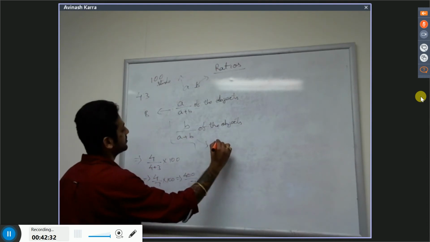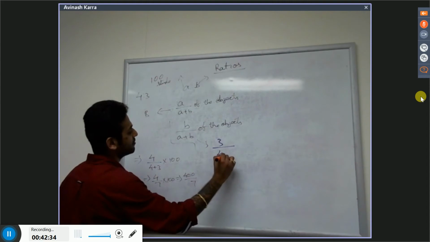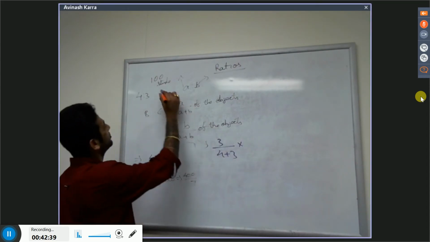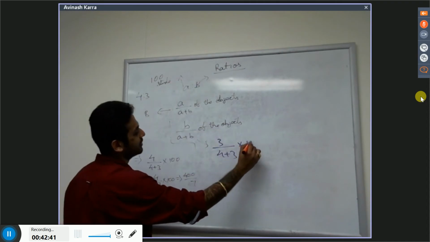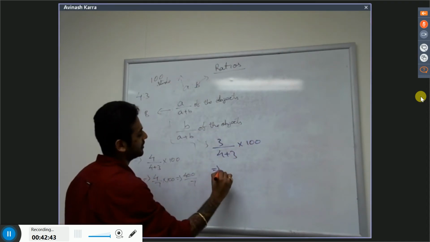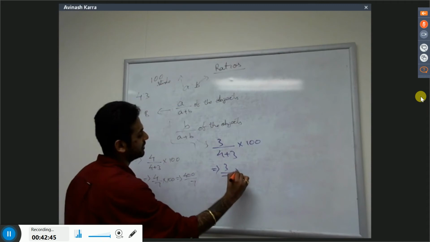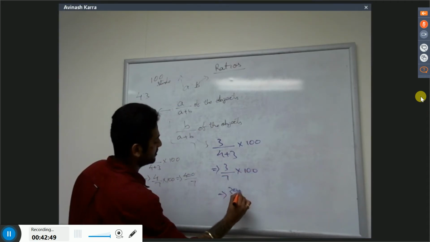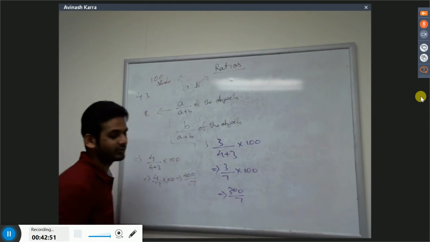Girls, 3 by 4 plus 3 into how many objects? 100, right? Of the total. 100. 3 by 7, 100. 300 by 7.